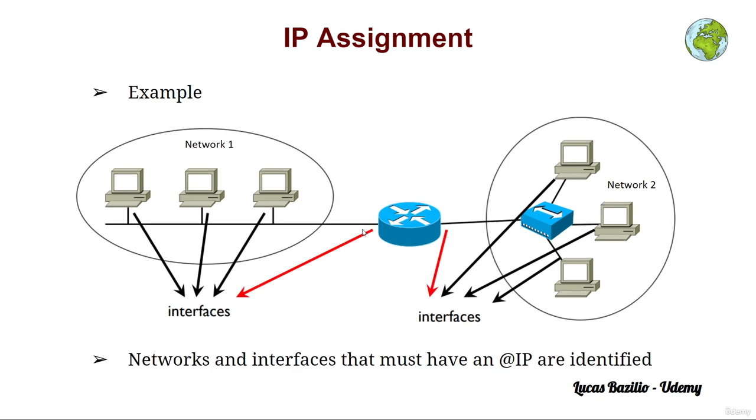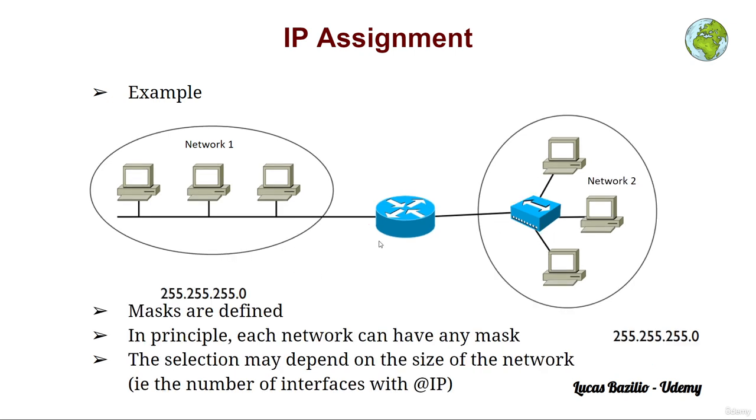So the networks and the interfaces must have their IP addresses identified. In this case, we have to identify these two networks. Here, for instance, let's define the masks with 24 bits, so we will have slash 24 for network 1 and also for network 2. Keep in mind that in principle, each network can have any mask. Important: the selection of this mask depends on the size of the network, the number of interfaces with an IP address inside this network.